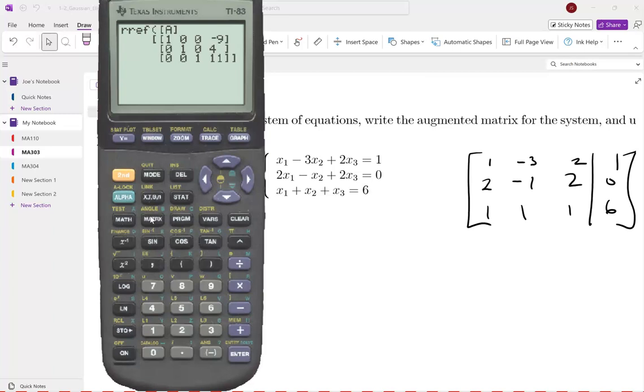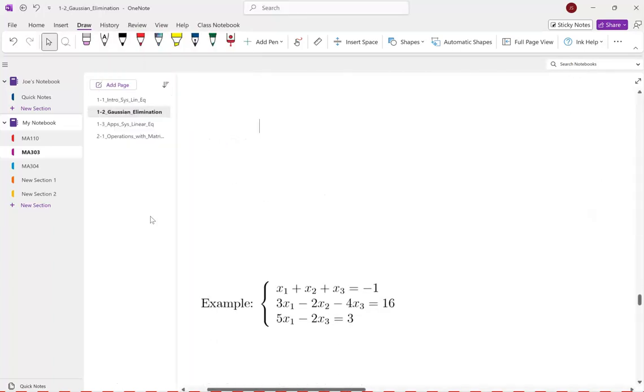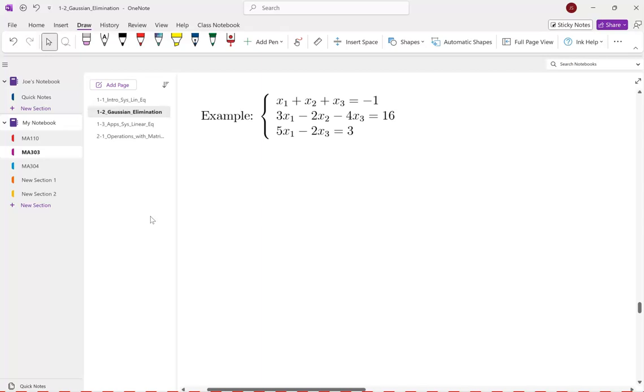Is that okay? So let's see if we can set a couple of these other ones up, use the calculator to help us solve them, and then we'll do a couple of application problems today as well. So let's look at this next one. First thing we would want to do is write down what the augmented matrix is. So in this one, what is our augmented matrix going to be?